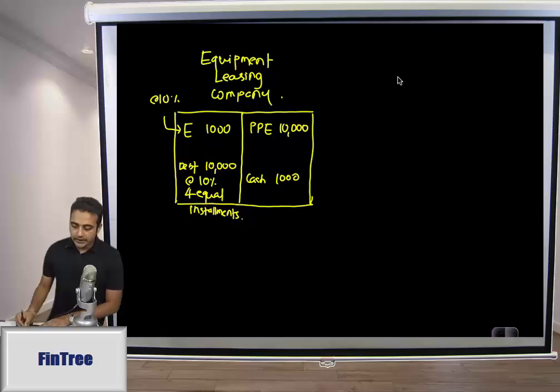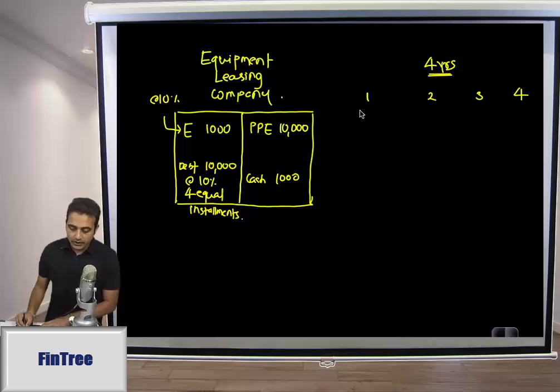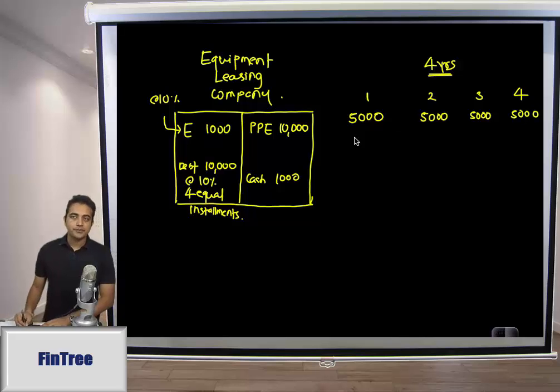Let us say this equipment can be leased for 4 years, and first year it will generate a cash flow of 5,000. Let's keep them same, that will save time. Second year 5,000, third year 5,000, fourth year 5,000. So when we say generate cash flow, this is the rental income that we are going to receive. Is that fine?